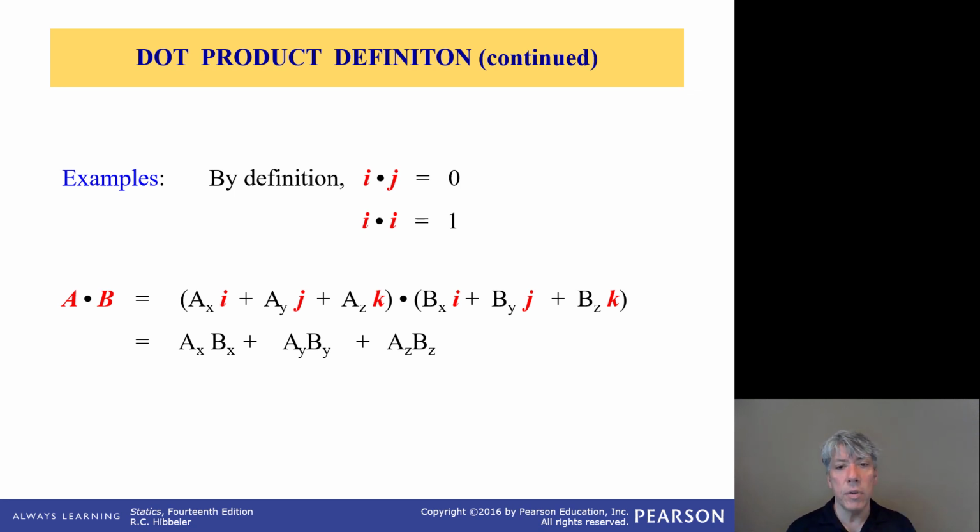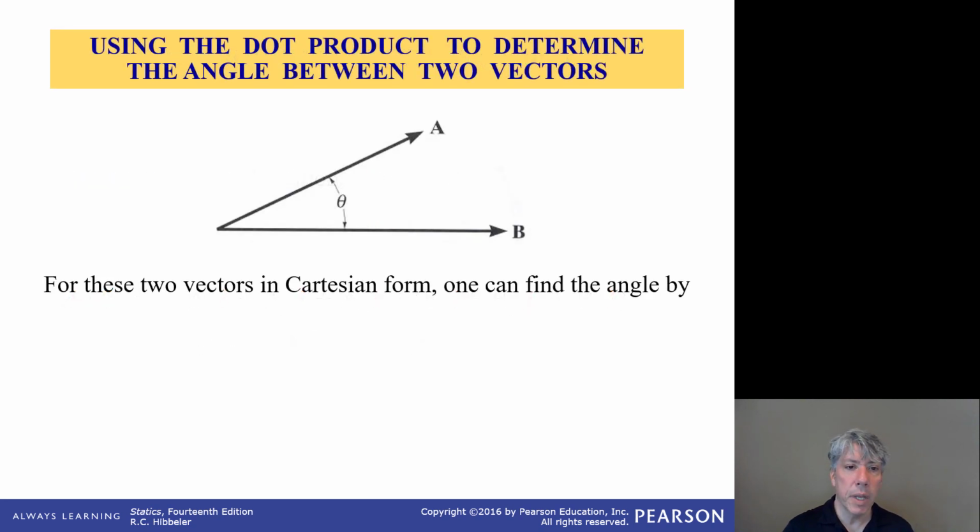But then you have to do that for the j components as well and the k components, and then you simply add all of those terms together. So you get AX BX plus AY BY plus AZ BZ. That is the dot product of A and B. And so that's the way that you can calculate the dot product from the components of the two vectors.